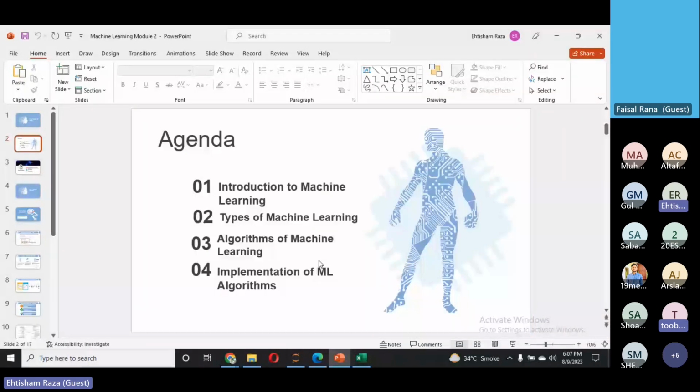Our agenda today is introduction to machine learning, types of machine learning, algorithms of machine learning, and implementation of ML algorithms. We are not going to spend a lot of time on the first 3 points. We are mainly going towards the implementation of machine learning algorithms, but we'll just walk through these things a little bit.